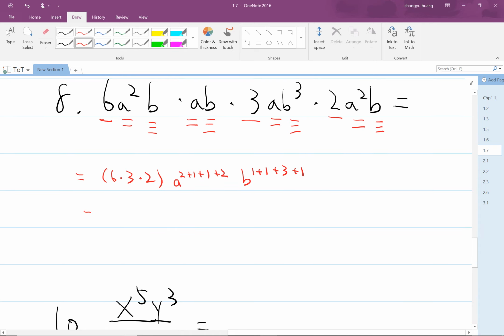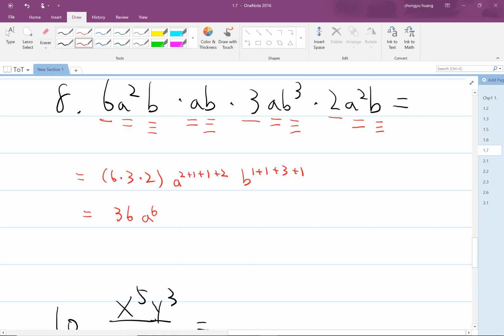And then what we have over here is 3 multiplied by 2, which is 6, and then 6 multiplied by 6 is 36. So you write down 36. And then for a, we have 2 plus 1 plus 1 plus 2. 2 plus 1 is equal to 3, 3 plus 1 is equal to 4, 4 plus 2 is equal to 6. So it's a to the power 6.